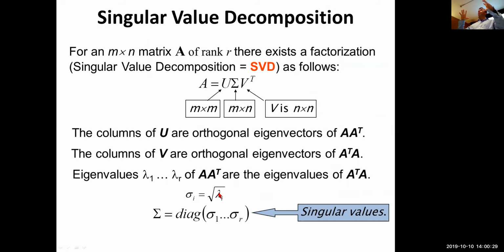Great. So that's for symmetric matrices. What about matrices that are not symmetric, or matrices that are not even square? Can I still do that? Well, that's where singular value decomposition comes in.